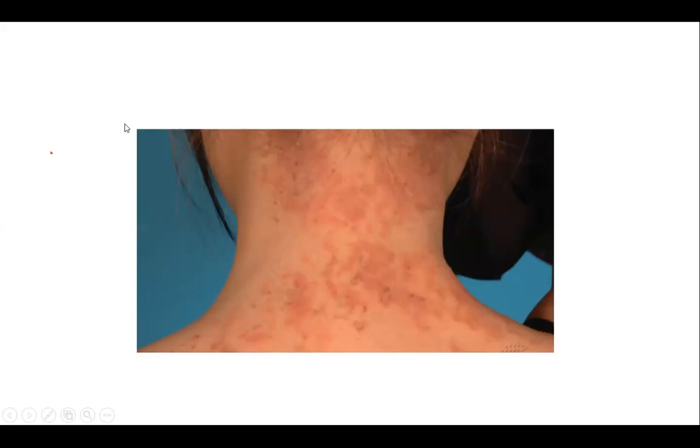So to me, the treatment would be mostly with topical or oral antibiotics to suppress the inflammation.